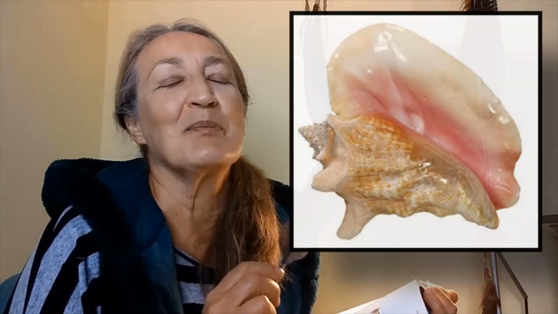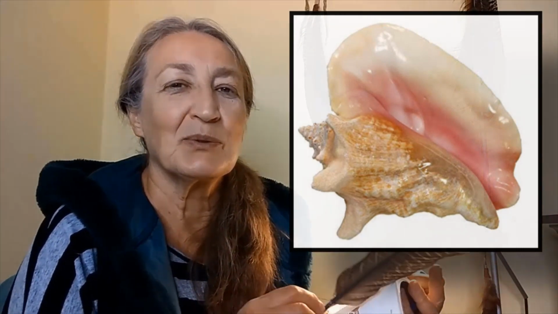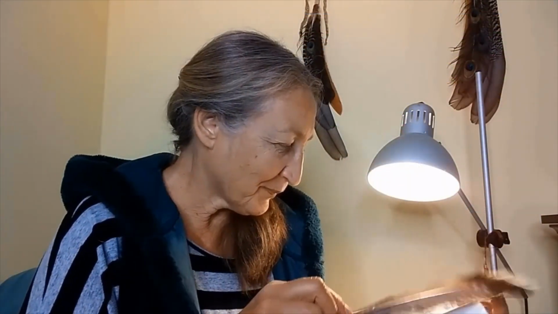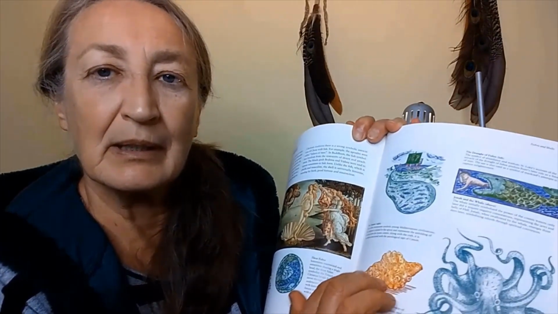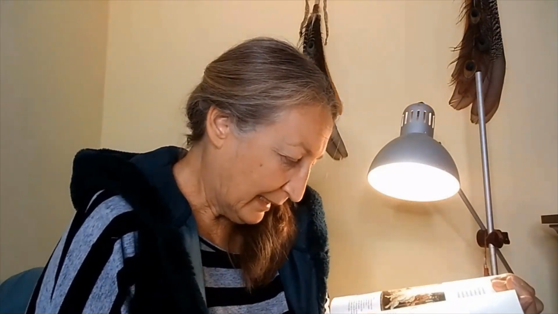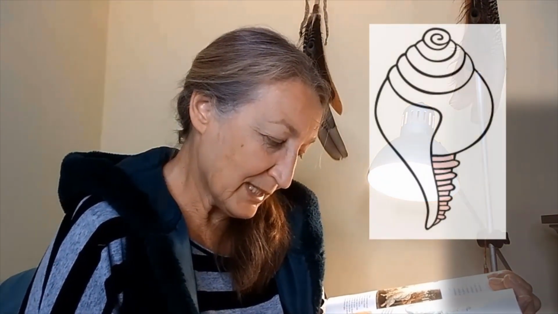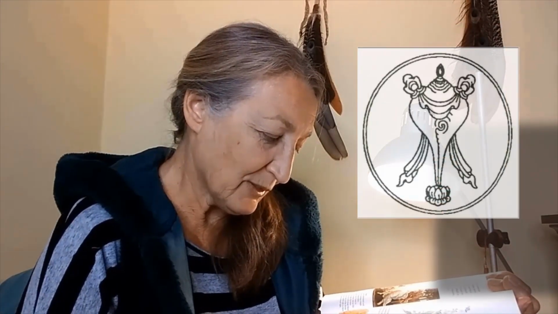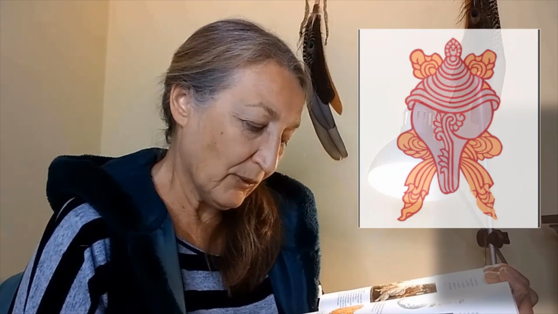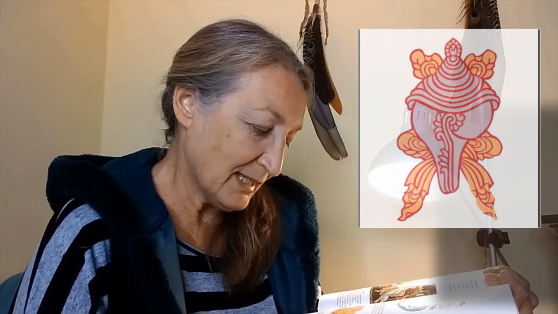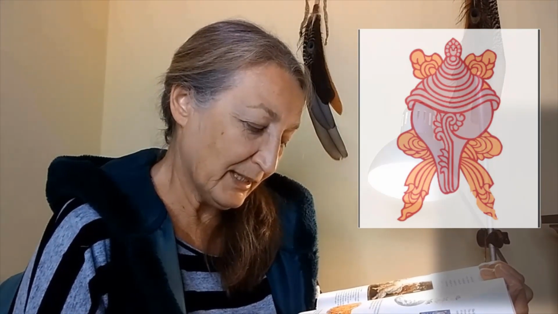The next symbol I want to read about is the conch, which is a big, humongous shell that is used to create a very arresting, strong sound. Here's what it says about the conch. Here's a drawing. The conch. In Buddhism, the sound of the conch symbolizes the voice of Buddha. In Hindu belief, the conch is sacred to Vishnu and symbolizes the call to awaken from ignorance.